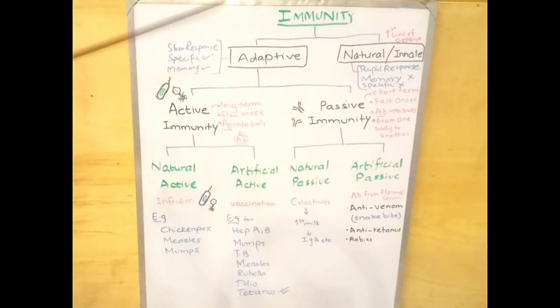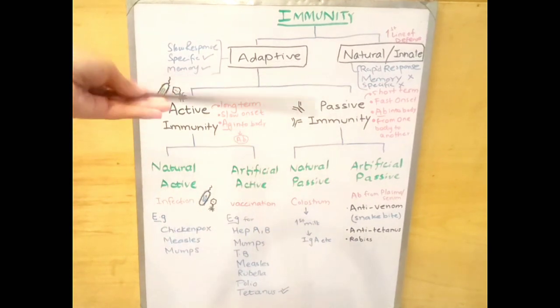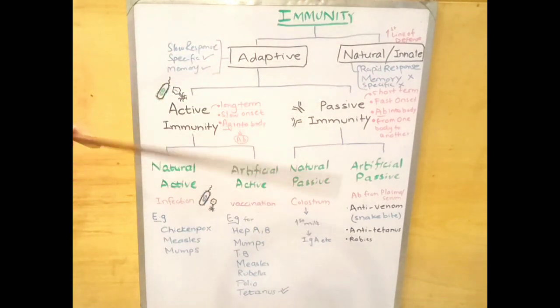Now what are the components of adaptive immunity? Here we have antibodies, B cells, T cells, and dendritic cells playing their role in adaptive immunity. In the case of natural or innate immunity, we have different components: the complement, and white blood cells, for example macrophages and neutrophils, and natural killer cells. These all play a role in natural immunity.